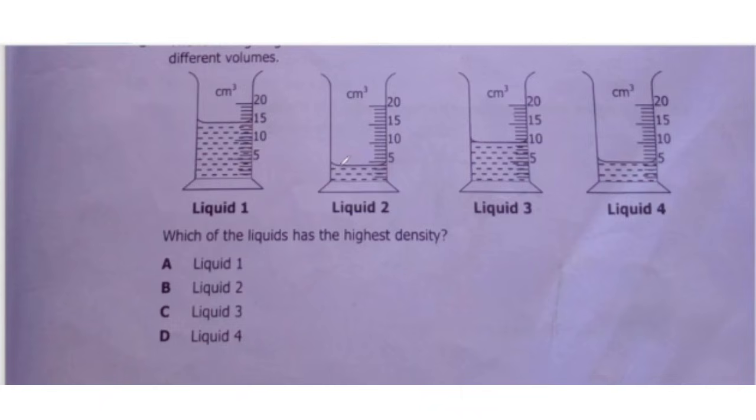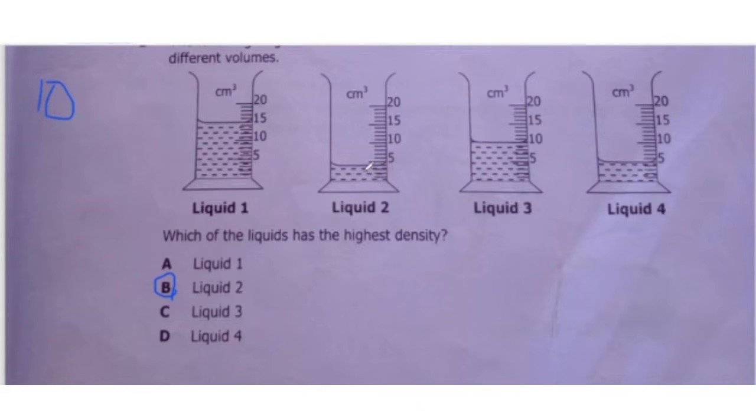So if the mass is the same, that means the density should be the factor if the volume is different. So this one has got higher density, so the correct answer is B. I don't know if you have understood, but when the mass is the same, the other factor that will explain why the volume is less while the mass is the same is the density.